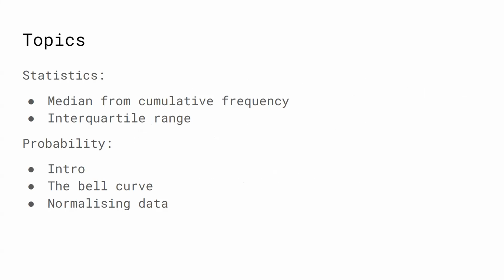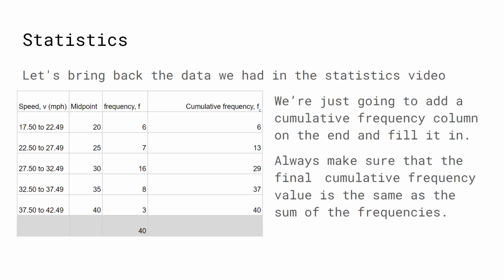So what we're going to cover are statistics. We're going to work out the median from a cumulative frequency curve, the interquartile range from a cumulative frequency curve. Then we're going to look at probability, an introduction, the bell curve, and normalizing data. And then we're going to finally go through an example.